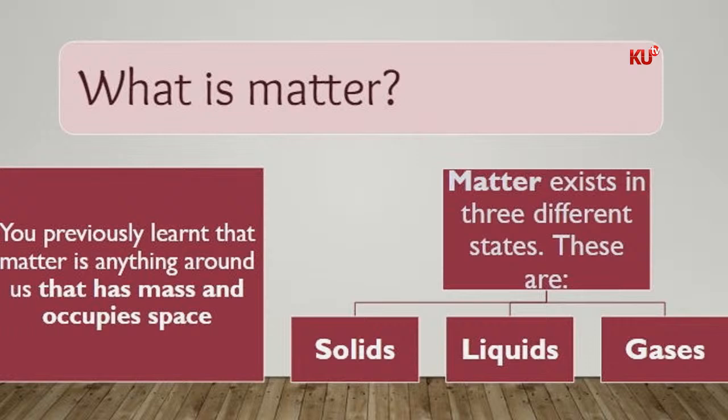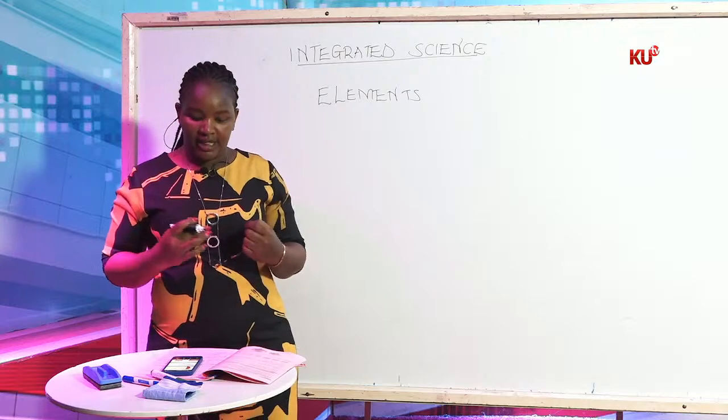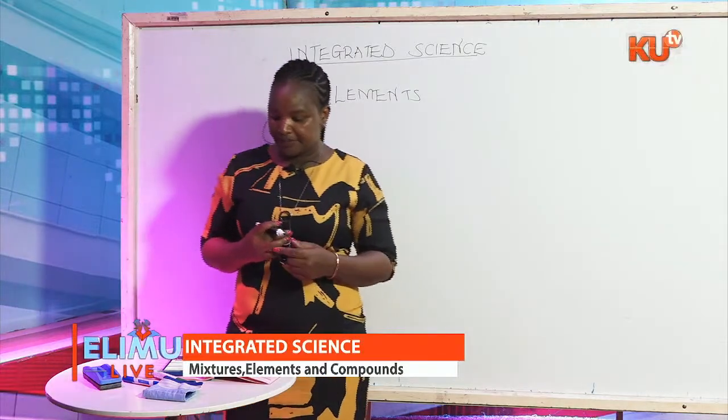And the definition has not changed. It is still our definition even today, that matter is anything that is around us that has mass. Remember, mass is the amount of substance in an object. The quantity of matter in an object is what we call mass. So long as an object has mass and occupies space, that is what we call matter.